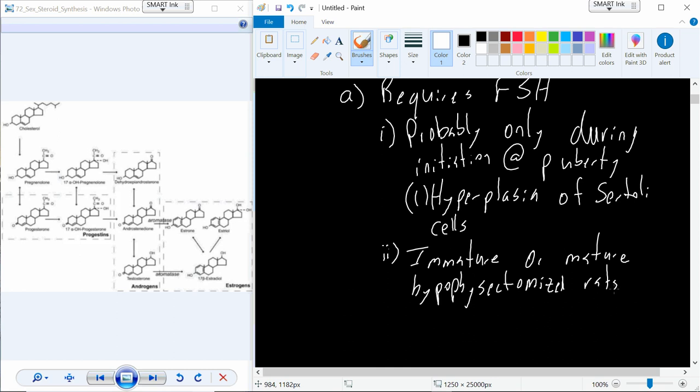What's that mean? We've removed the hypophysis. What's the other name for the hypophysis? The pituitary. Okay? So these rats are going to be missing a pituitary. So we're technically taking out our source of FSH. So based off of this information, what do you think is going to happen in these two different types of rats?